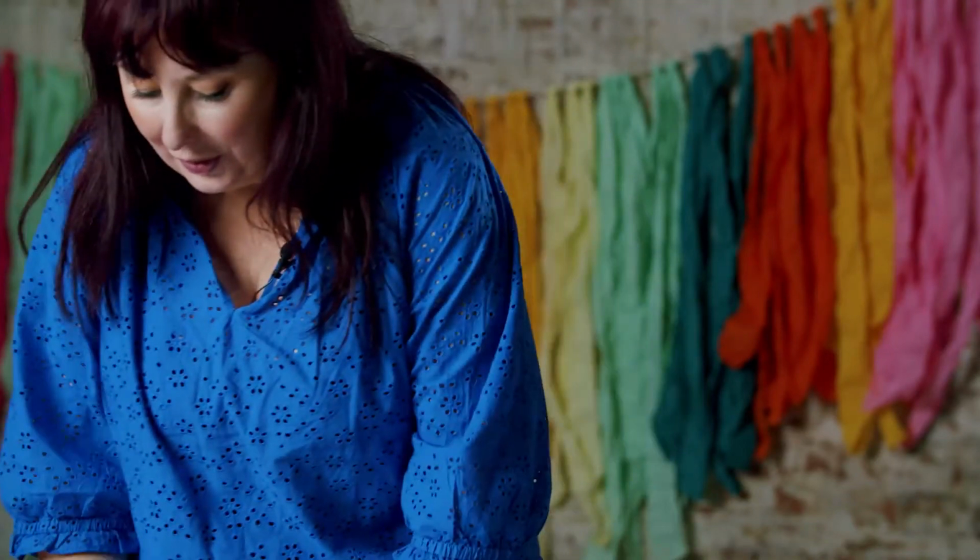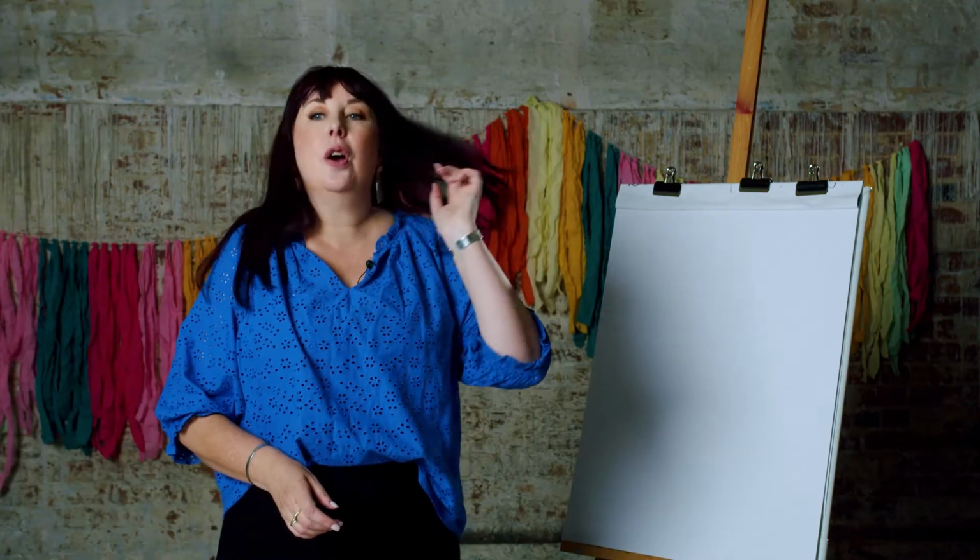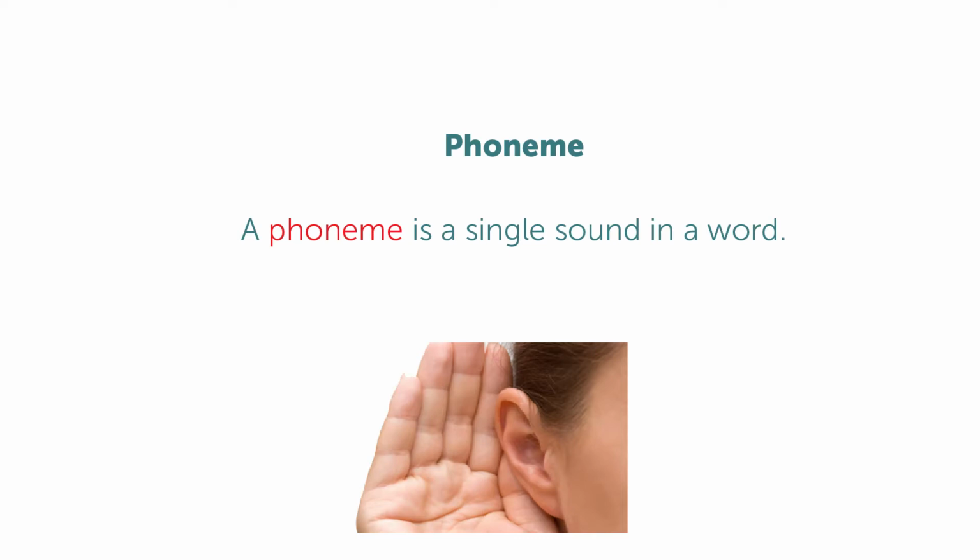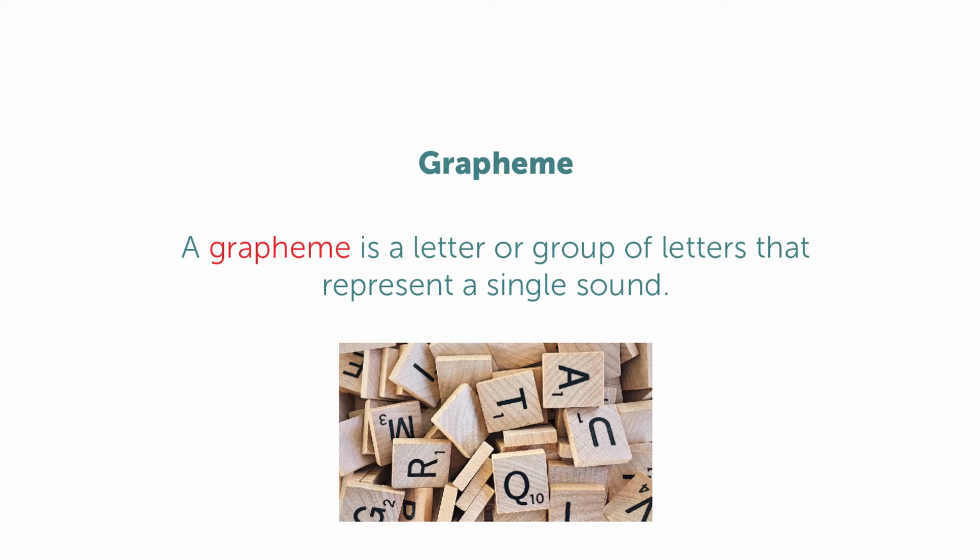Good job. So just so we keep learning each day, we're going to remember the definition of a phoneme. A phoneme is a single sound in a word. Can you say that with me? A phoneme is a single sound in a word. Good job. And a grapheme is when we write. A grapheme is a letter or group of letters that represent a single sound. Can you say that one with me? A grapheme is a letter or group of letters that represent a single sound.